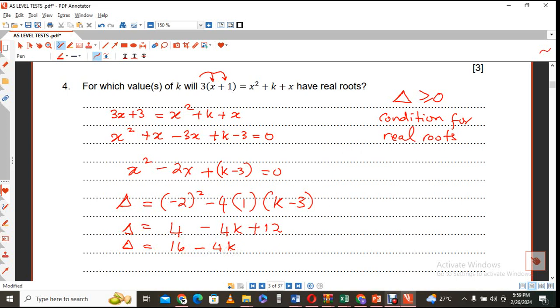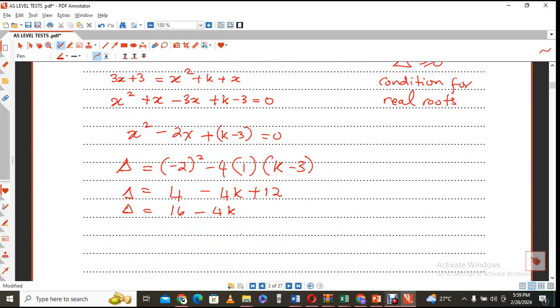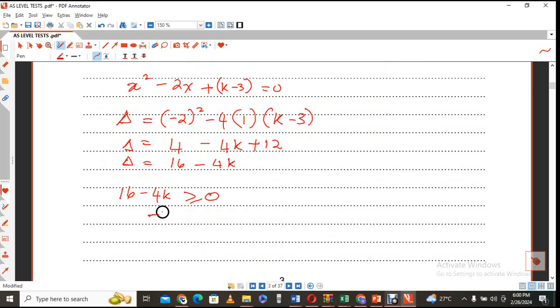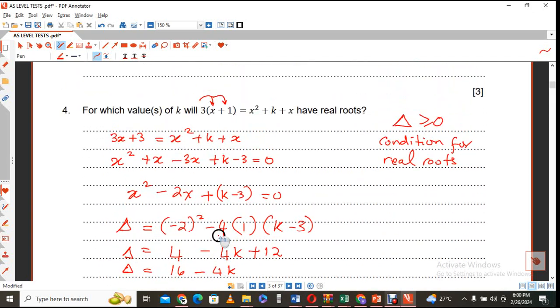Remember we said, what are our conditions? Our condition is that the discriminant must be greater than or equal to 0. So I'm going to say 16 minus 4k should be greater than or equal to 0. You are now going to subtract 16 from both sides, so I have minus 4k greater than or equal to negative 16. And remember, if you divide by a negative, the inequality sign should be reversed. So negative 16 divided by negative 4 gives you 4. So the value of k should be less than or equal to 4.